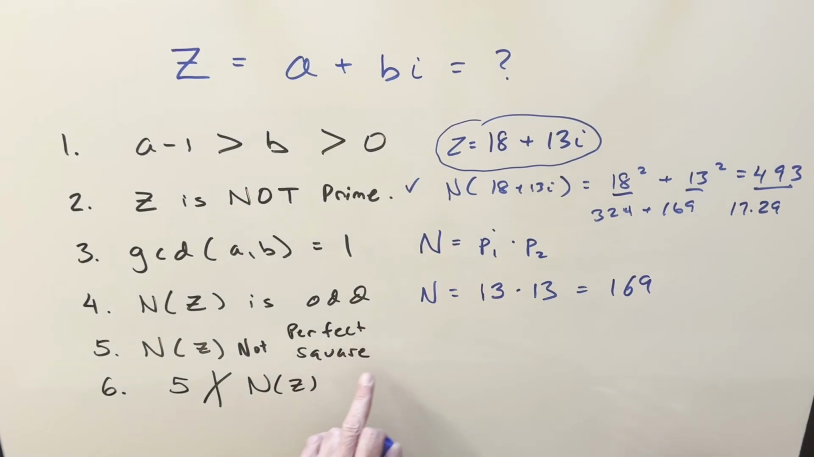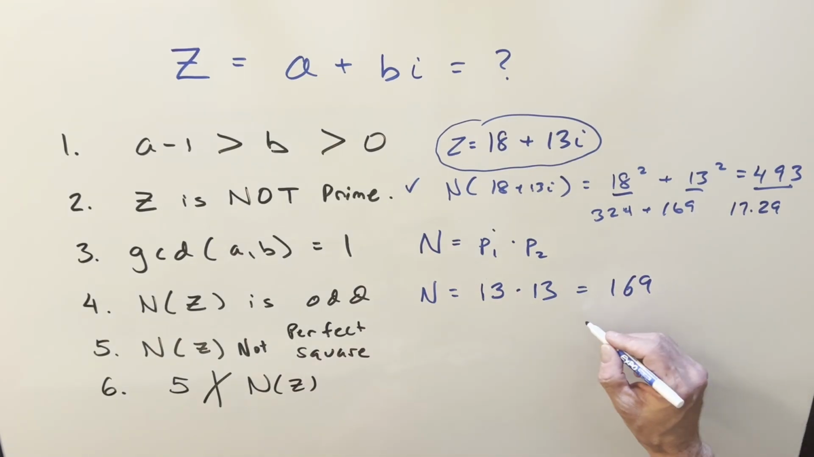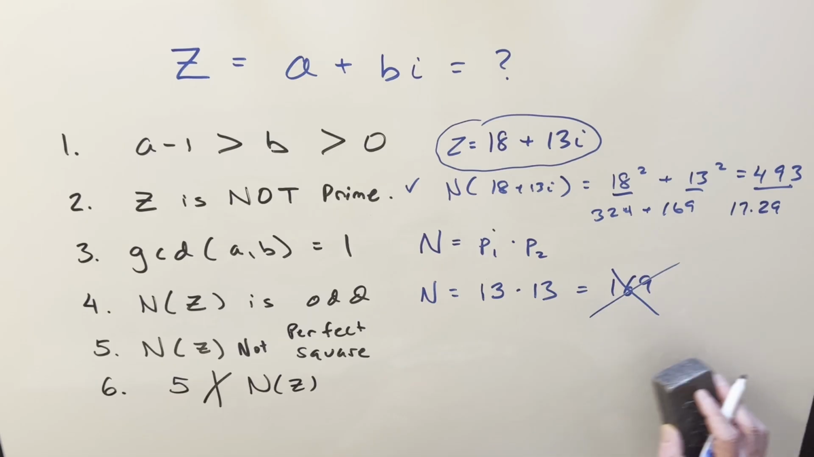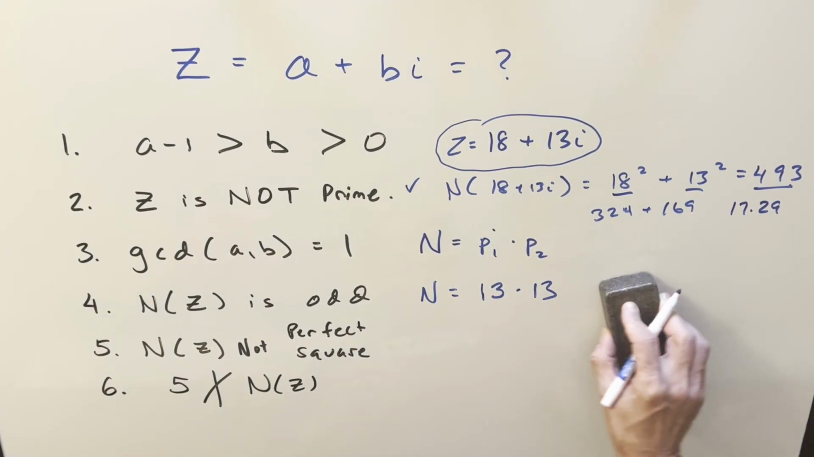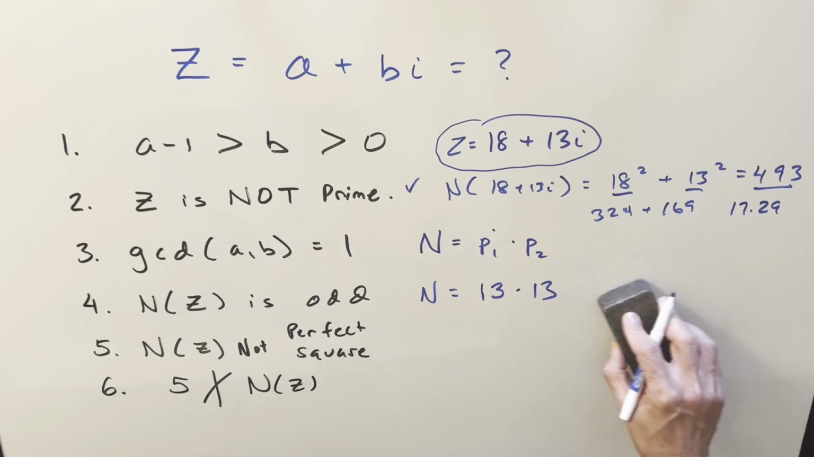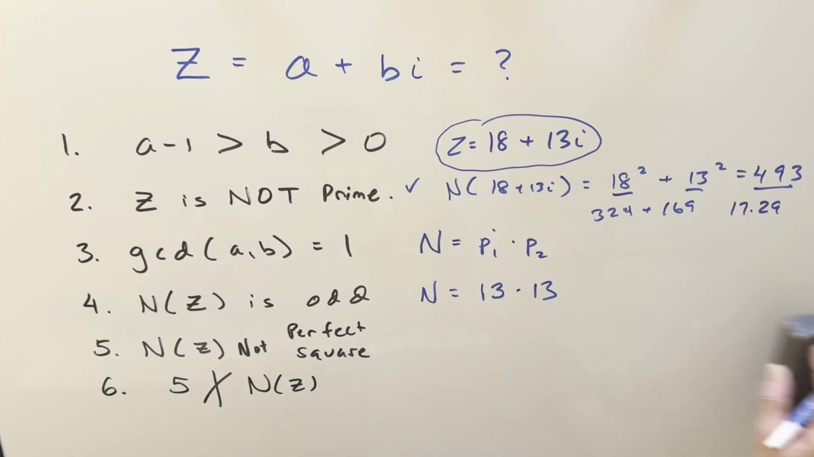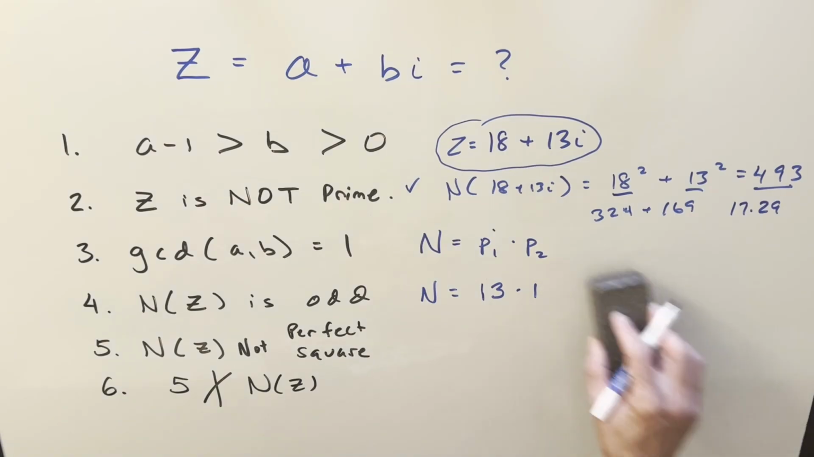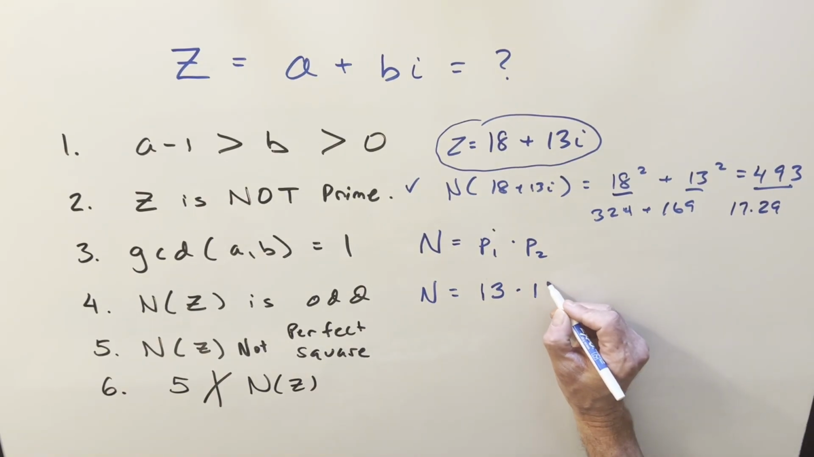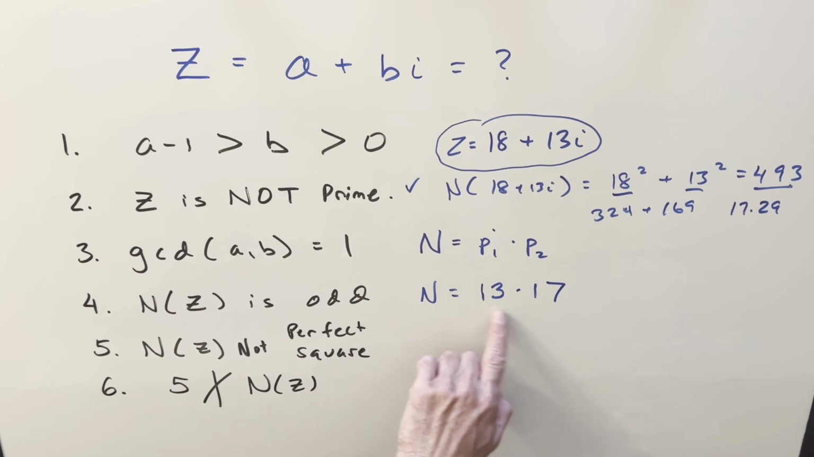But we can't use a perfect square. That violates rule number 5. 169, that's out, but we're getting really close. So what we can do, and I think you can see we don't want 3 primes. I think that's kind of obvious, right? Because we're just going to create larger numbers. You could have like 13 times 17 times 29, but that's just going to be something bigger. So I think the smallest possibility we have is 13 times 17.